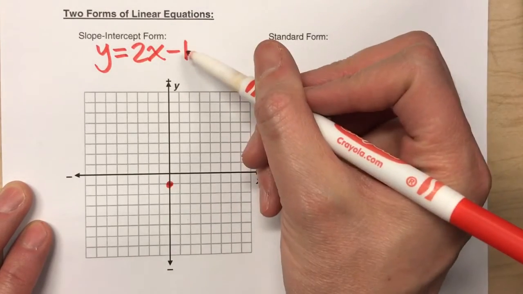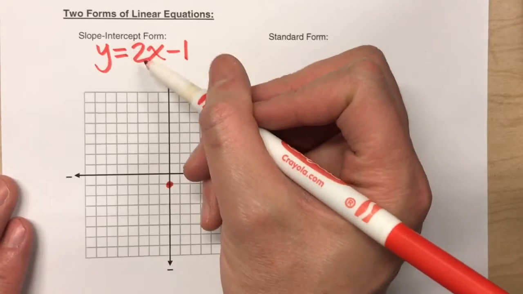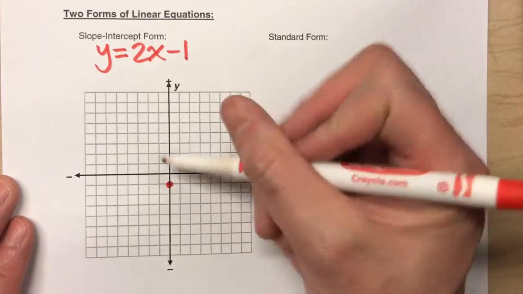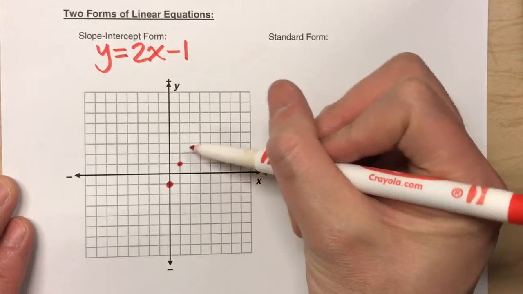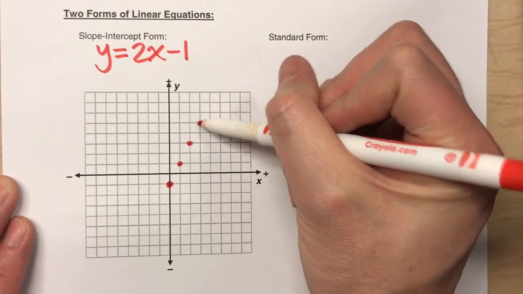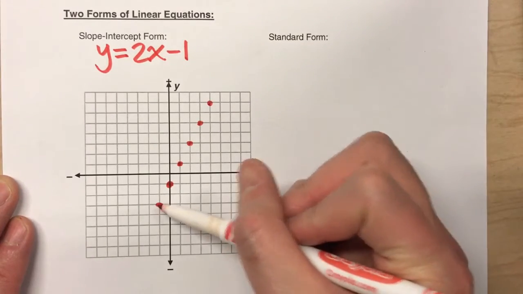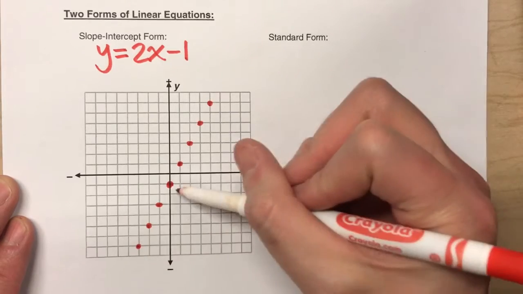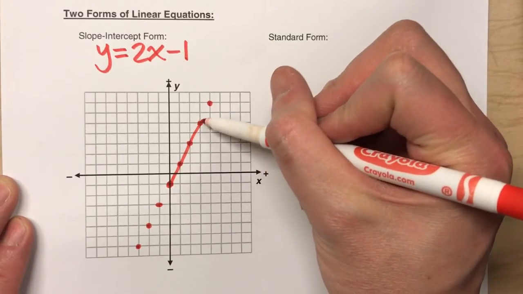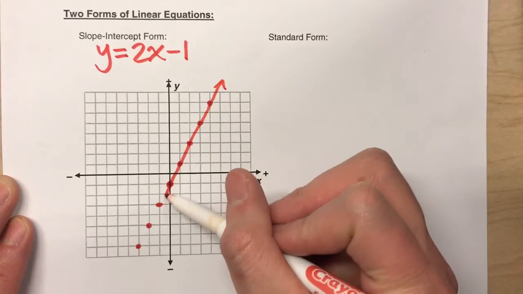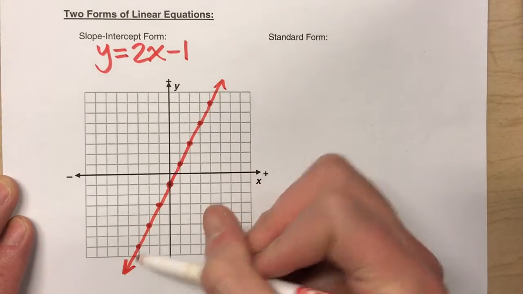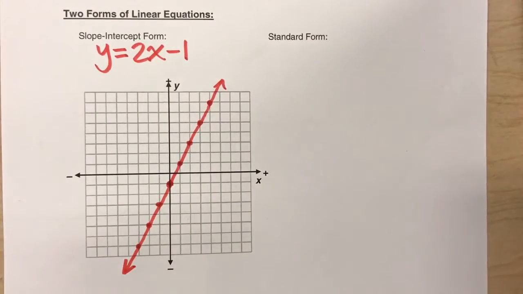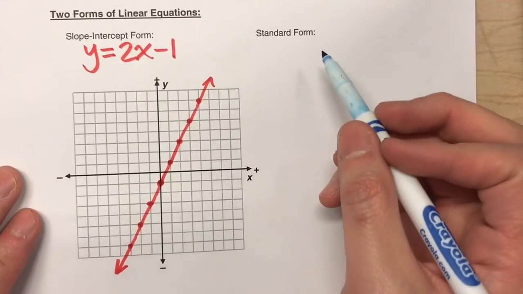You plot your y-intercept and then use your slope, 2 or 2 over 1, to graph the pattern of your line. And so that's what we've been doing up to this point in this unit, graphing equations that are in slope-intercept form. Today, though, we saw a linear equation that's in a different form, and this is called standard form.